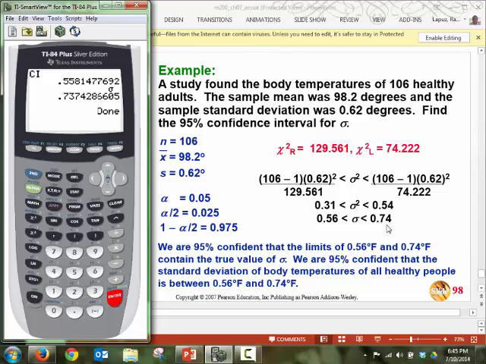Any questions? There is a program to find a critical value. Should we do that? I suppose we should do that.